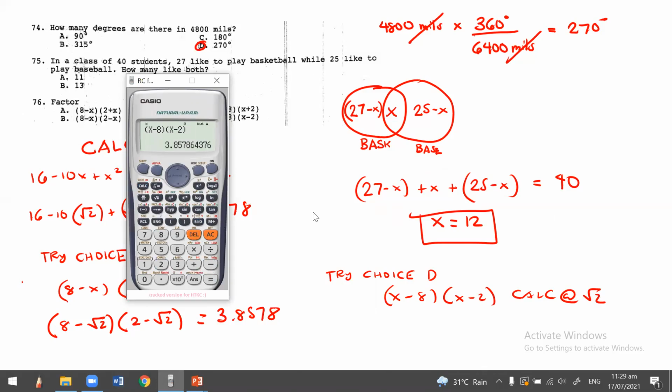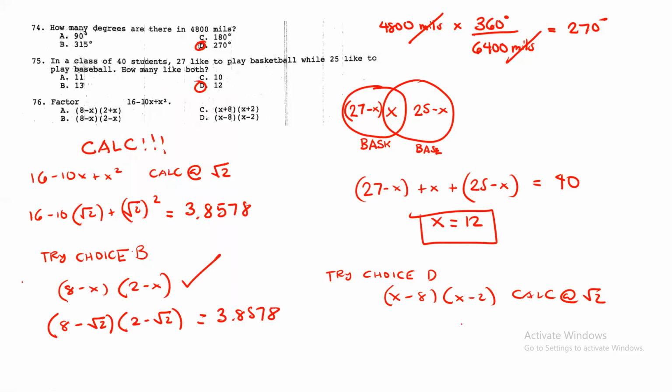So, 3.8578. So, 3.8578. So, almost the same, right? So, it's the same. So, the answer here is B or D. So, the answer is letter B and D.